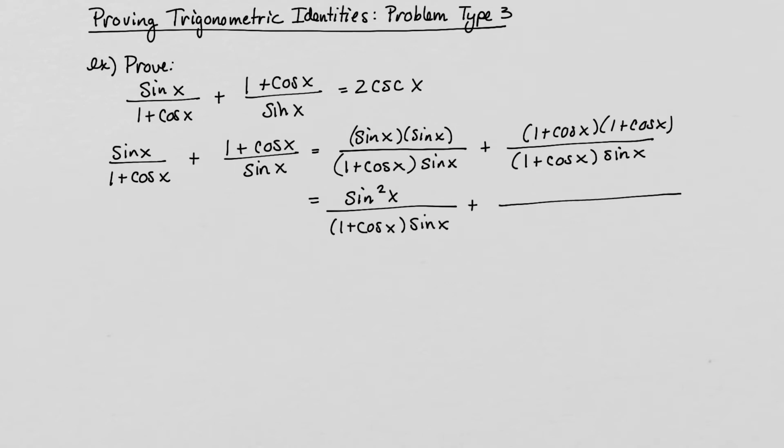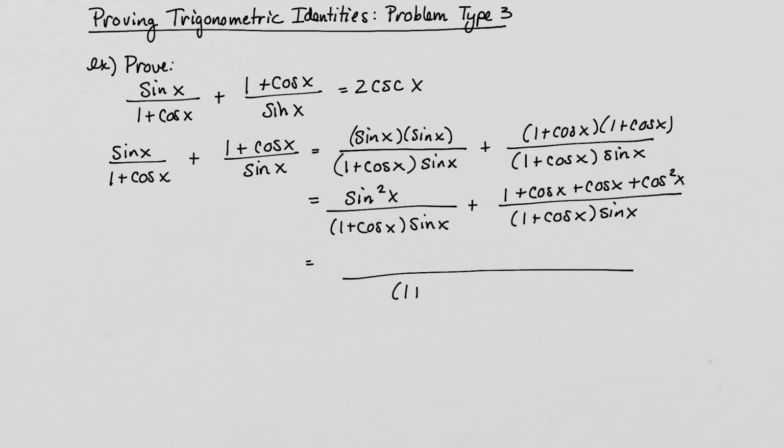And in the second fraction, we actually have to FOIL. So 1 times 1 is 1. 1 times cosine x is cosine x. 1 times cosine x is cosine x. And then cosine x times cosine x is cosine squared x, all over 1 plus cosine x times sine x. And so now I can put these together into one fraction. So I have 1 plus cosine x times sine x. And on the top, I have sine squared x plus 1 plus 2 cosine x's plus cosine squared x.